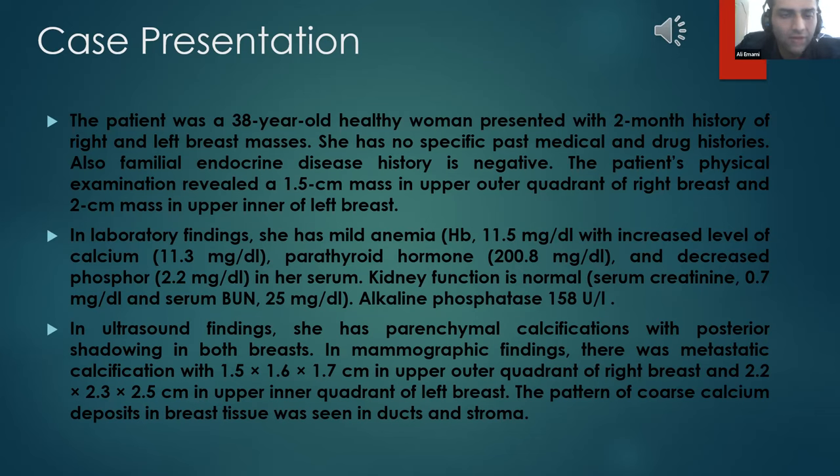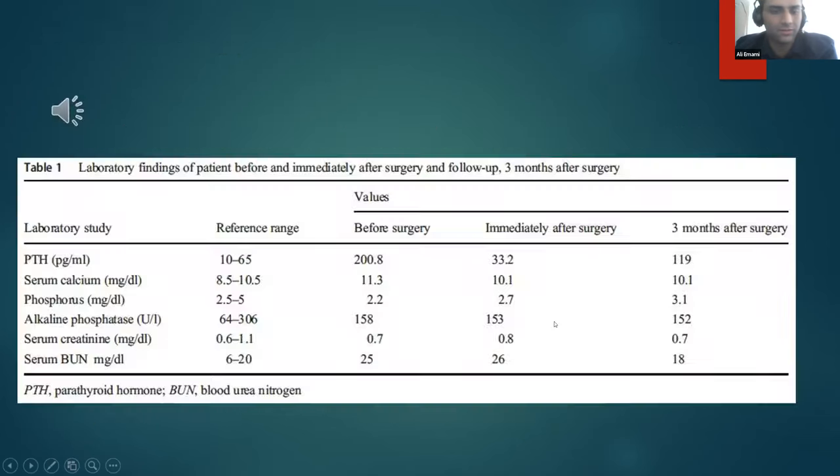On ultrasound, she had parenchymal calcification with posterior shadowing in both breasts. The mammography finding was a metastatic calcification of 1.5 by 1.6 by 1.7 centimeters in the upper outer quadrant of the right breast, and 2.2 by 2.3 by 2.5 centimeters in the upper inner quadrant of the left breast. A pattern of coarse calcium deposits in the breast was seen.